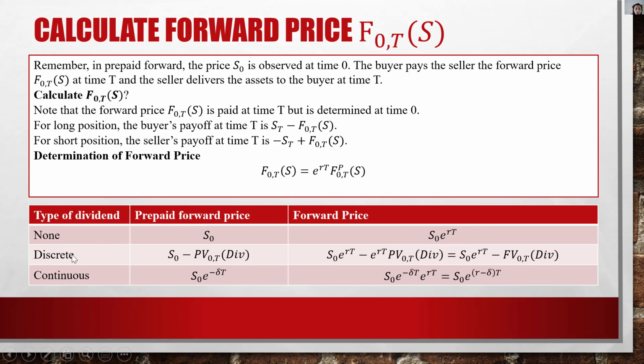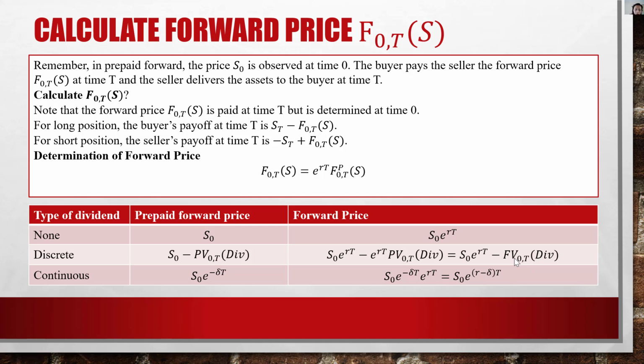So we take S0 times e to the rT. For the discrete case, we got S0 subtract the present value of dividends. S0 is what we have to pay at time 0, and PV0,T(Div) is the present value of the dividends earned between 0 and T. That's for the prepaid forward price. Now for the forward price, we have to take the whole thing multiplied by e to the rT because we bring them up to time T. So we got S0 times e to the rT minus e to the rT times the present value of dividends. And then just derive the formula. We got S0 times e to the rT subtract the future value of the dividends at time T. See that? From present value at time 0, we got future value at time T. FV means future value of the dividends.